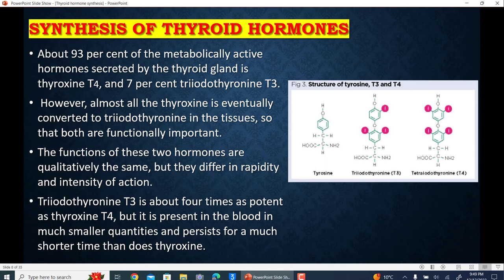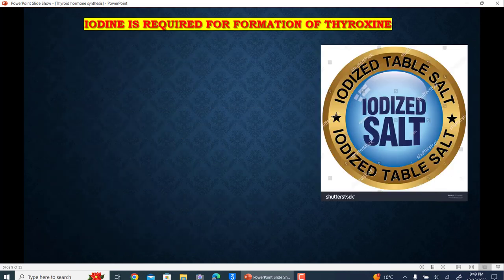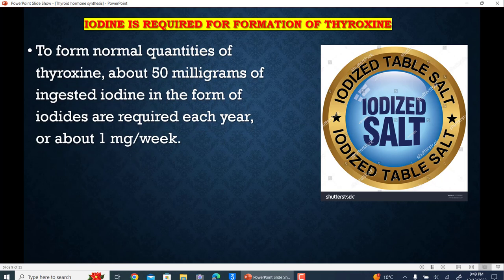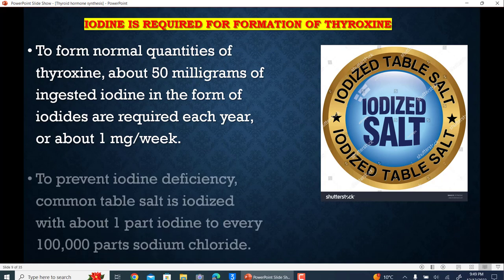Triiodothyronine (T3) is about 4 times as potent as thyroxine (T4), but is present in the blood in much smaller quantity and persists for a much shorter time than does thyroxine. Iodine is required for formation of thyroxine. To form a normal quantity of thyroxine, about 50 mg of ingested iodine in the form of iodides is required each year, or about 1 mg per week.